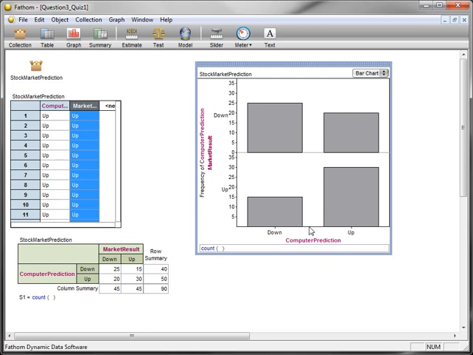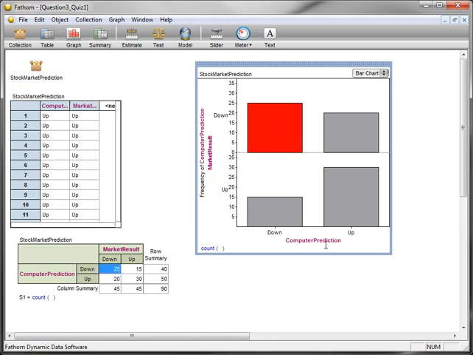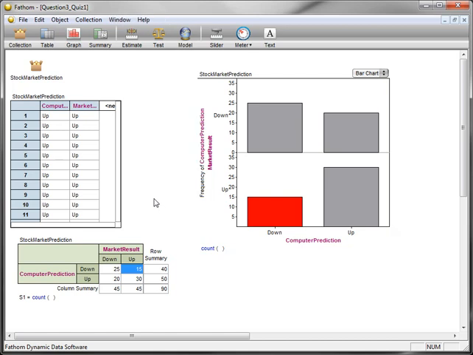When the computer predicts that the market will go down, the market is down a fair amount of the time compared to when the market goes up, even though the computer has predicted that it will go down. So this sort of bar chart representation of this data over here in this 2x2 frequency table suggests intuitively to us that the computer is doing a pretty good job predicting what the stock market will do.